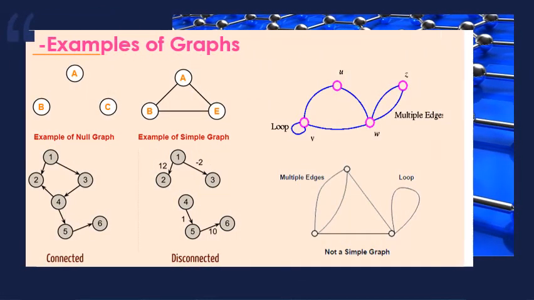Now we will have examples of graphs. For example, the first graph is a null graph. It is a null graph because it only has vertices and no connections. The next example is a simple graph, since there is no loop and no multiple edges.